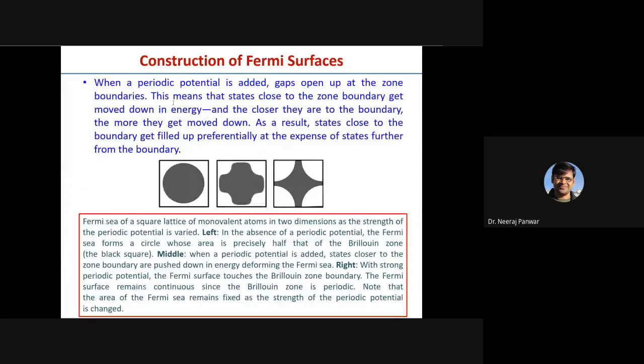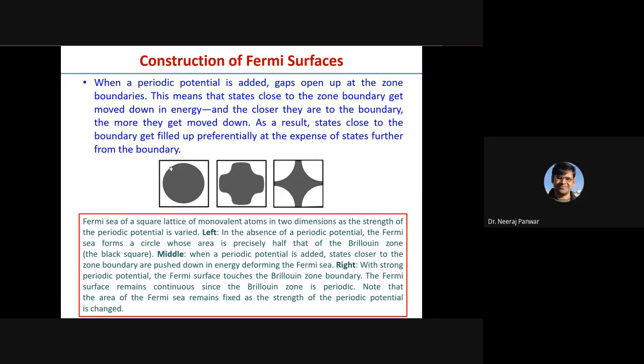So this is what I am saying here. This means that states close to the zone boundary get moved in energy, and the closer they are to the boundary, the more they get moved down. As a result, the states close to the boundary get filled up preferentially at the expense of states further from the boundary. All this can be understood with the help of these three diagrams.